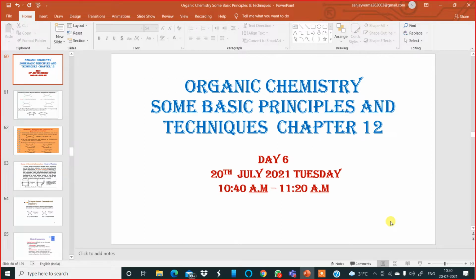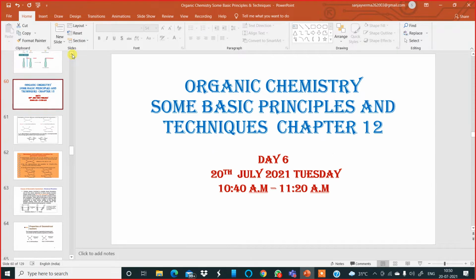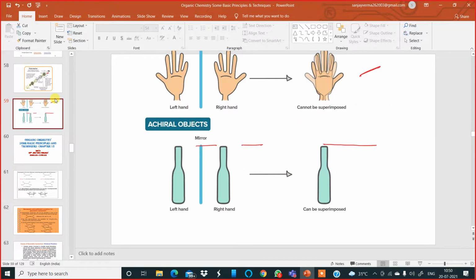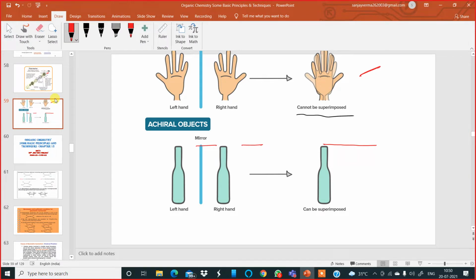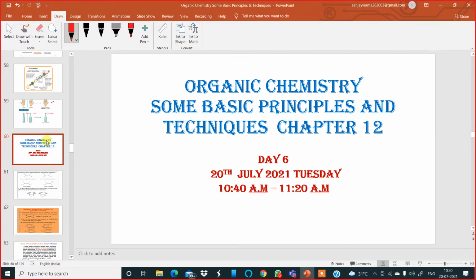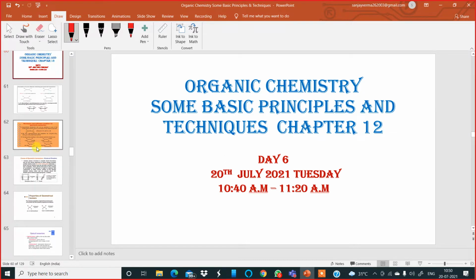Now, till the previous class, I was trying to explain isomerism and chirality: left hand, right hand, which cannot be superimposed. Then chiral objects: left bottle, right bottle, they are similar, they can be superimposed. So something which cannot be superimposed in organic chemistry isomerism is supposed to be an optically active compound.